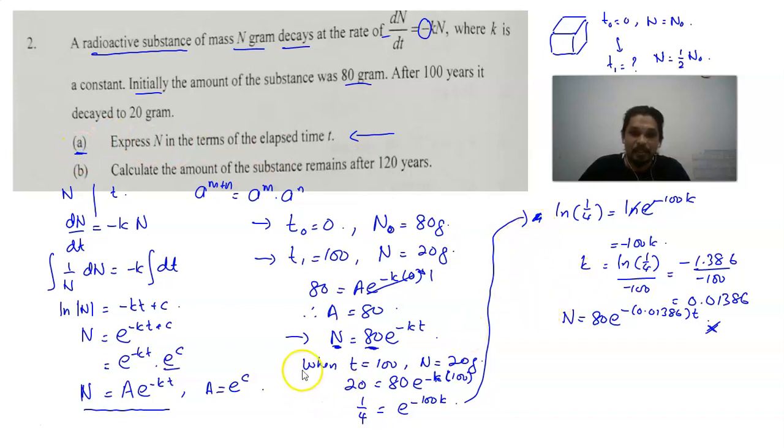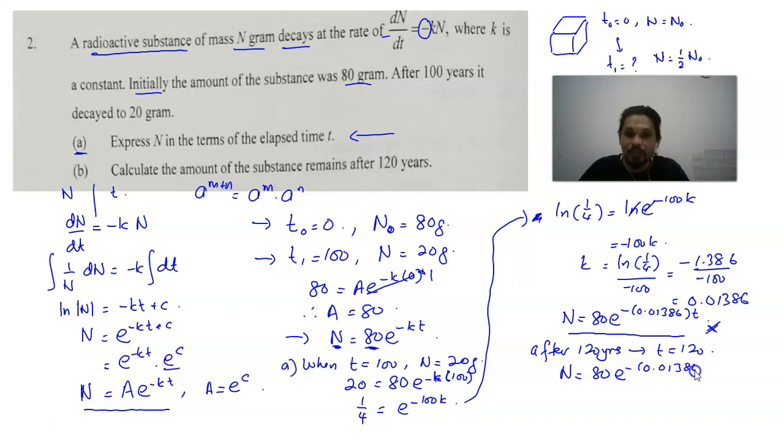Okay, the question of A here, and this is the one. Calculate the amount of substance remained after 120 years. So after 120 years means that t equal to 120. So n equal to 80 e power of negative 0.01386, and t is 120.